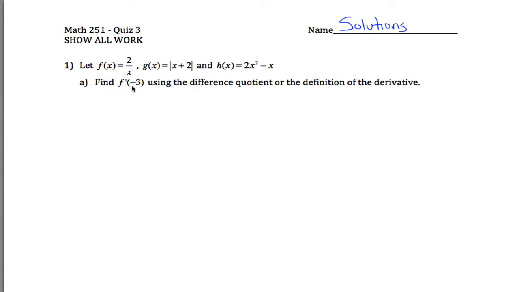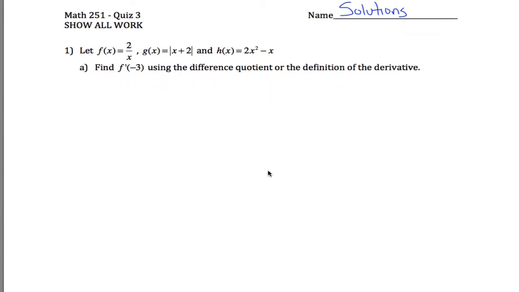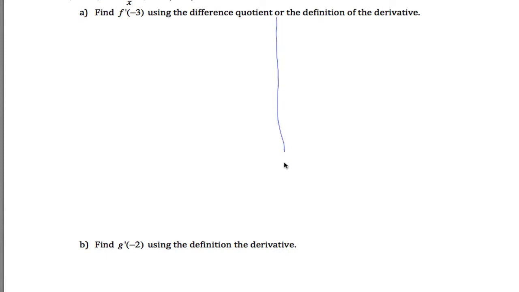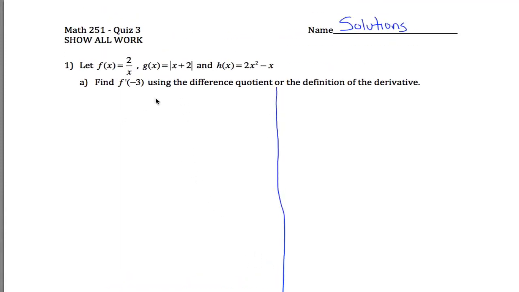The first part, we're asked to find f prime of 3 using the difference quotient or the definition of the derivative. Damn, I hate it when I say or, because that means I've got to do both ways for the solutions. But I guess I can do that.